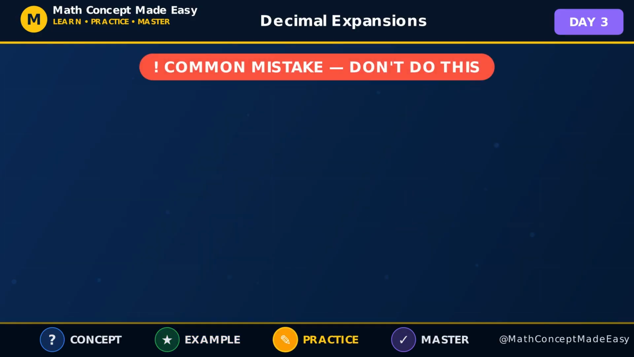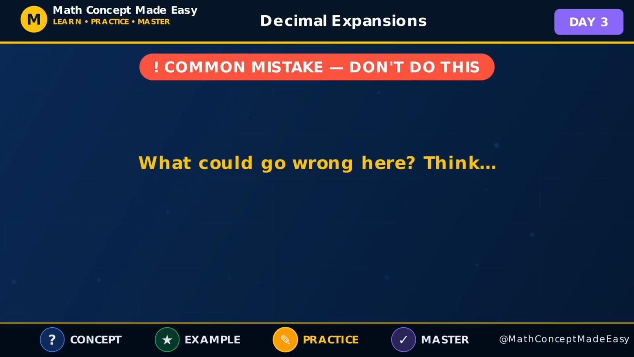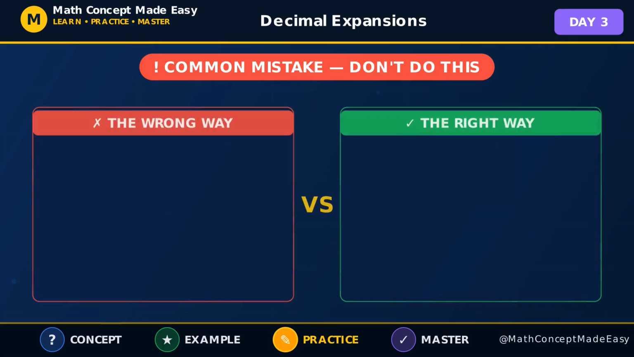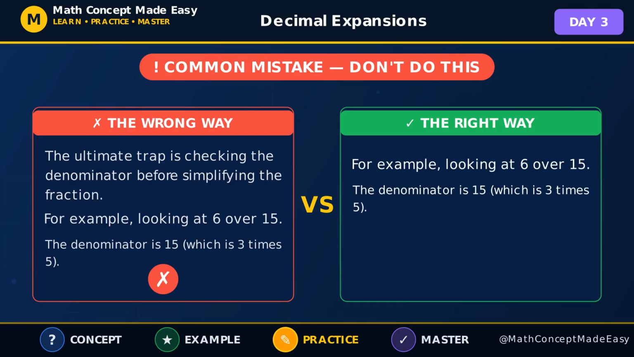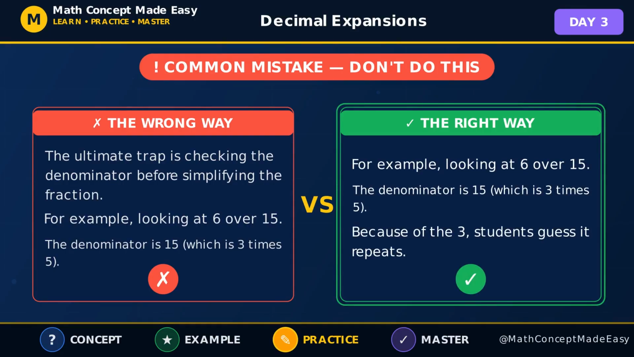That habit, checking each step, is what makes your answers reliable. Now, a quick warning, because I see students lose marks on this every single year. Before I show you, think about what could possibly go wrong here. 3, 2, 1. The ultimate trap is checking the denominator before simplifying the fraction. For example, looking at 6/15. The denominator is 15, which is 3 times 5. Because of the 3, students guess it repeats. But 6/15 simplifies to 2/5. The 3 cancels out. It actually terminates.